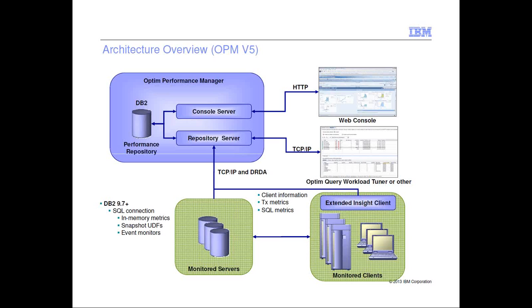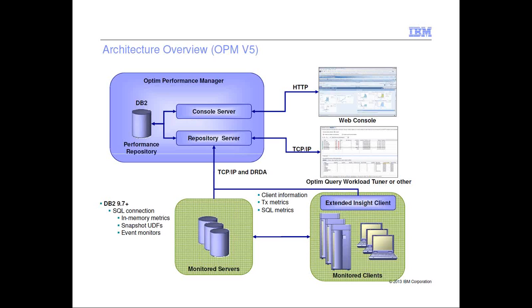And this mode is for databases which are DB2 versions 9.7 and above. For database versions below 9.7, that is 9.5 and 9.1, we use the snapshot UDS. Now the collected data, as I mentioned earlier, is saved in the performance repository database.